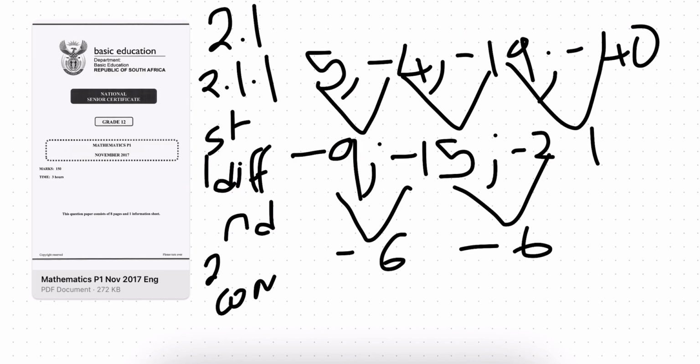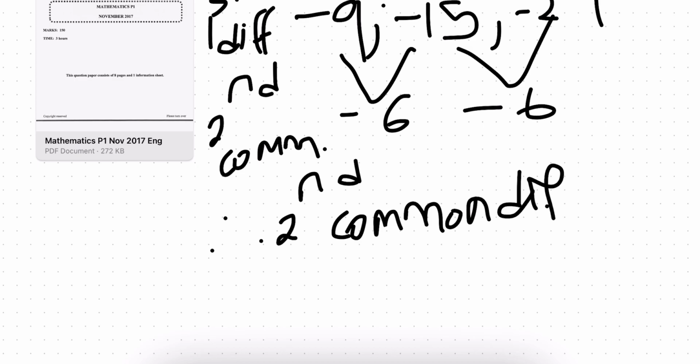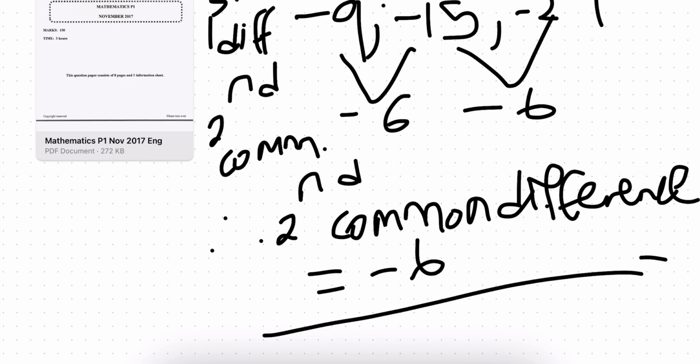Say common difference, like common, common difference. So maybe for your teachers to see, you can say therefore the second common difference is equivalent to minus 6. Then they'll know that you've determined the answer, right? Cool. So we're done with this first part of the question.